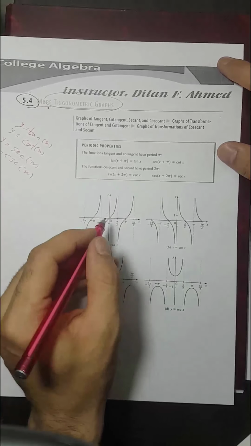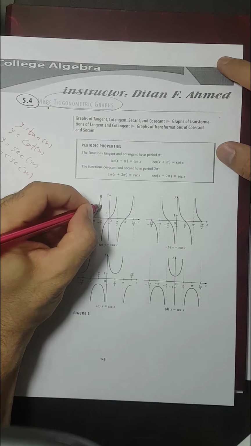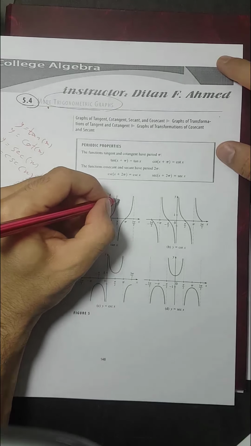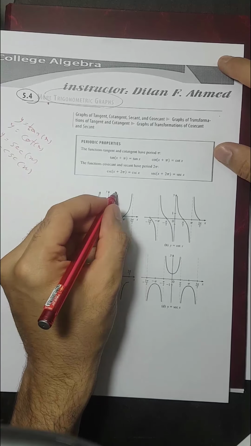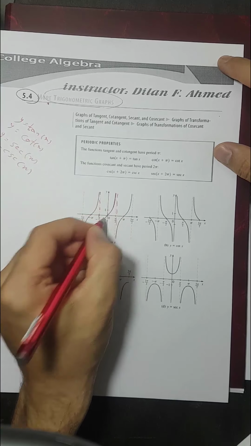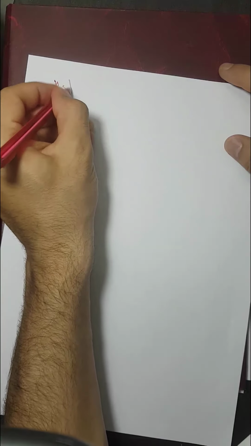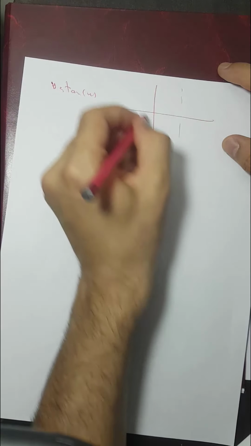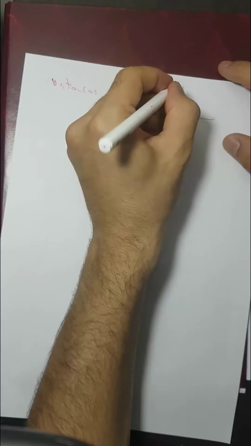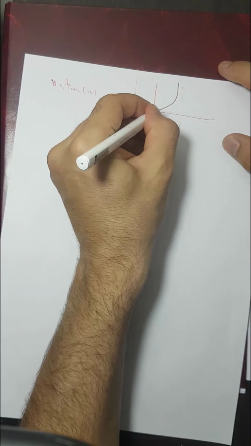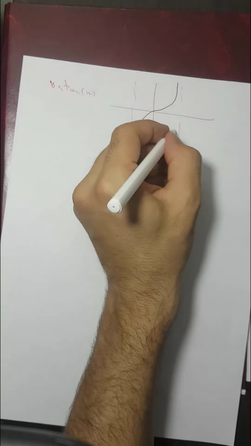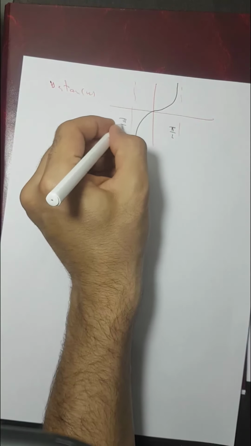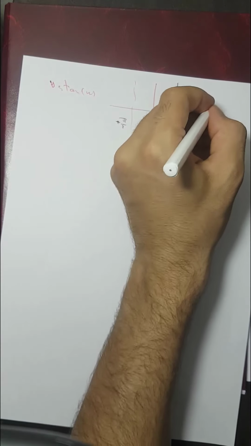For the tan, do not forget we have asymptotes at minus pi over 2 and pi over 2, and just like x to the power 3 you have a graph like that. So for y equals tan of x, I have something like that, like x to the power 3, that's all. Here's pi over 2, here's my minus pi over 2, and it goes on.